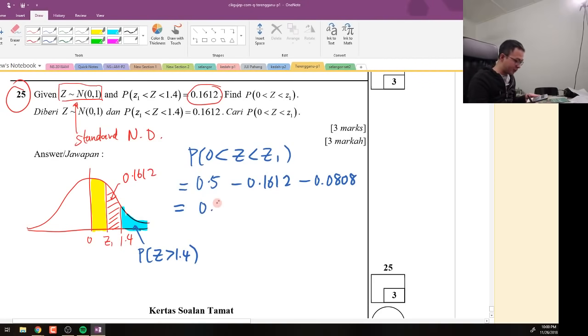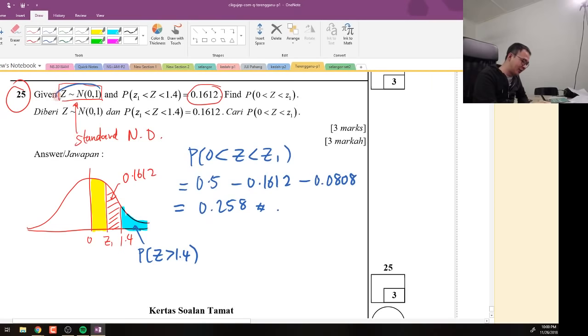So the answer will be 0.258. Alright, this is how to do this kind of question. It might be a little bit confusing for you, but yeah. Some students ask about what is the meaning of this one.